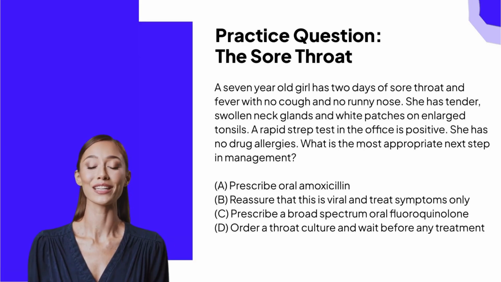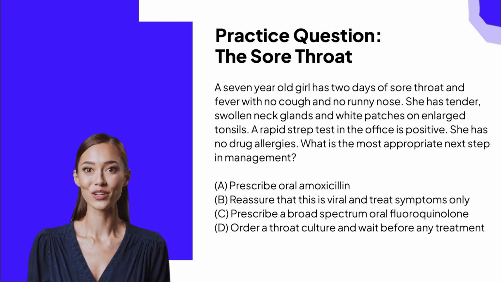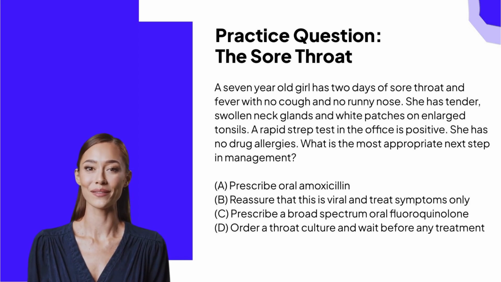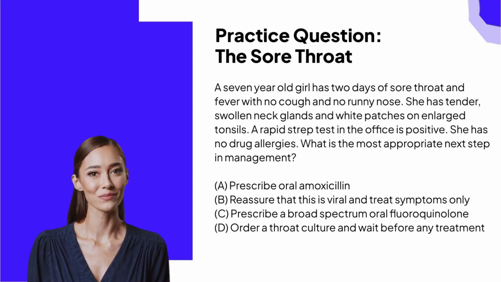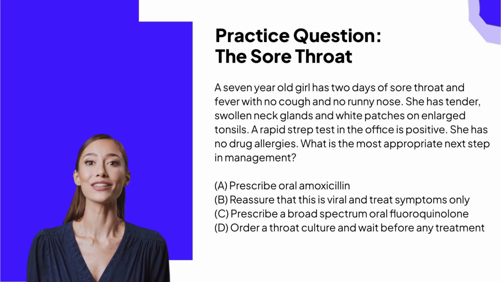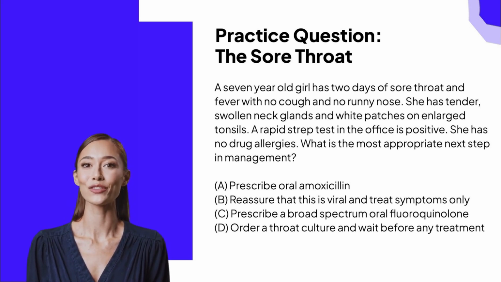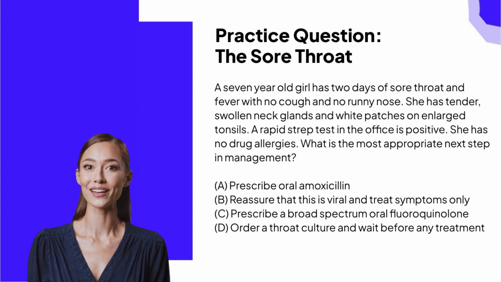Here is our third practice question, and it features the sore throat. A 7-year-old girl has 2 days of sore throat and fever. Notice that she has no cough and no runny nose. On exam, she has tender, swollen neck glands and white patches on enlarged tonsils. A rapid strep test done in the office is positive, and she has no drug allergies. The question asks for the most appropriate next step in management.